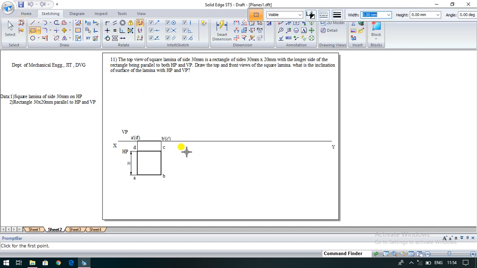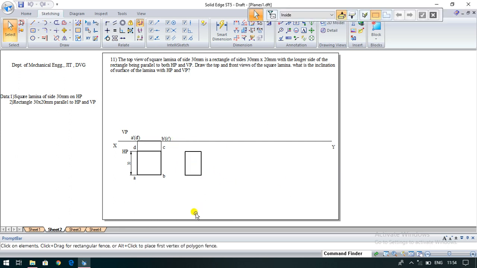Go for a rectangle with a longer side. Be careful, it should be the longer side, 20 by 30. Height should be 30. Thickness should be 0.5. Take a convenient distance in the top view. Just place the rectangle. The angle should be 0 degree.